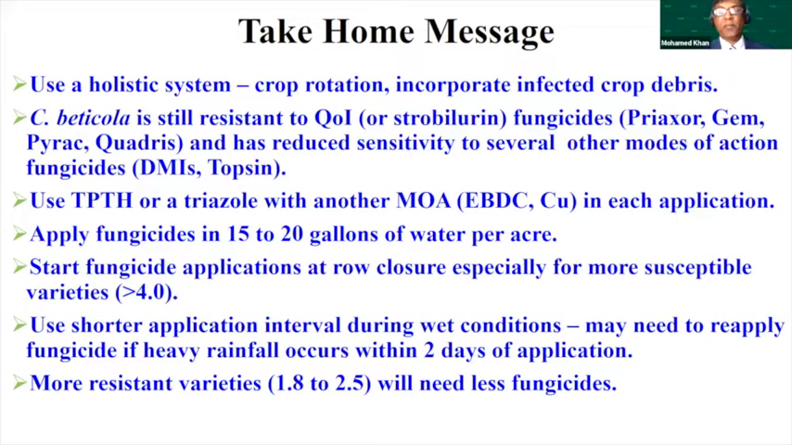start at row closure. If this disease gets out of hand, because it's multi-cyclic, every 10 to 12 days you can have a new generation. It's difficult to play catch up. Especially if, let's say, you spray and then you get a rainfall and it delays your interval to about 28 days, there's no way we can play catch up. As we recommend, go to shorter applications during wet intervals.